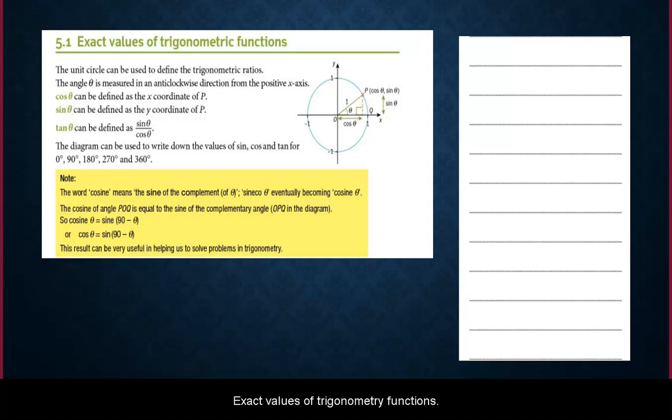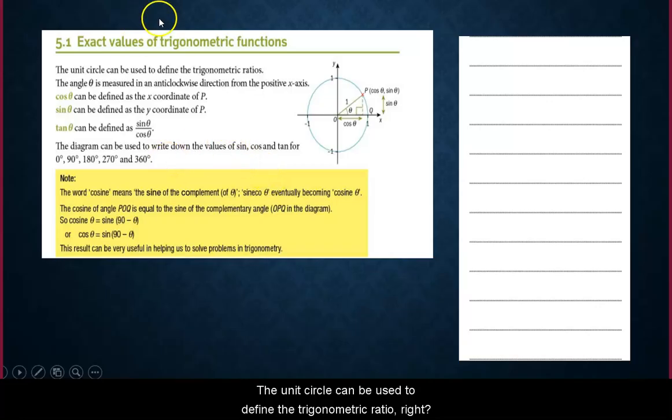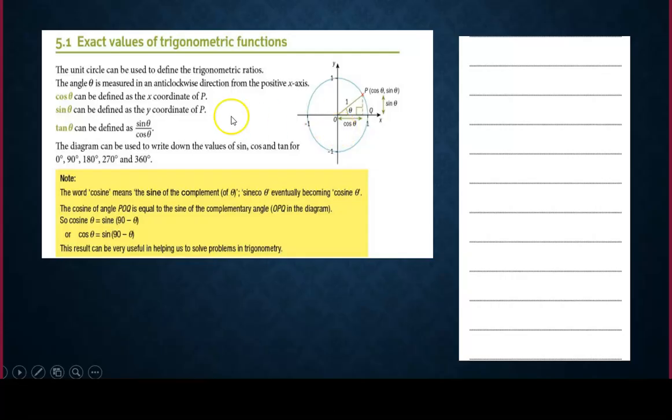Exact values of trigonometric functions. The unit circle can be used to define the trigonometric ratios, right? This unit circle can be used to define the trigonometric ratios. The angle theta is measured in an anti-clockwise direction. We have the anti-clockwise direction, and then we have the clockwise direction. The anti-clockwise direction is also referred to as the counterclockwise direction.